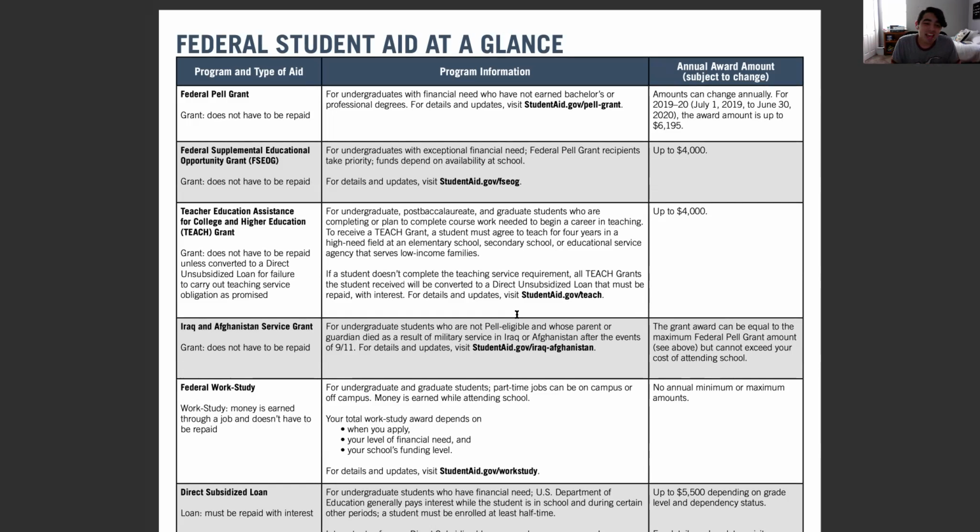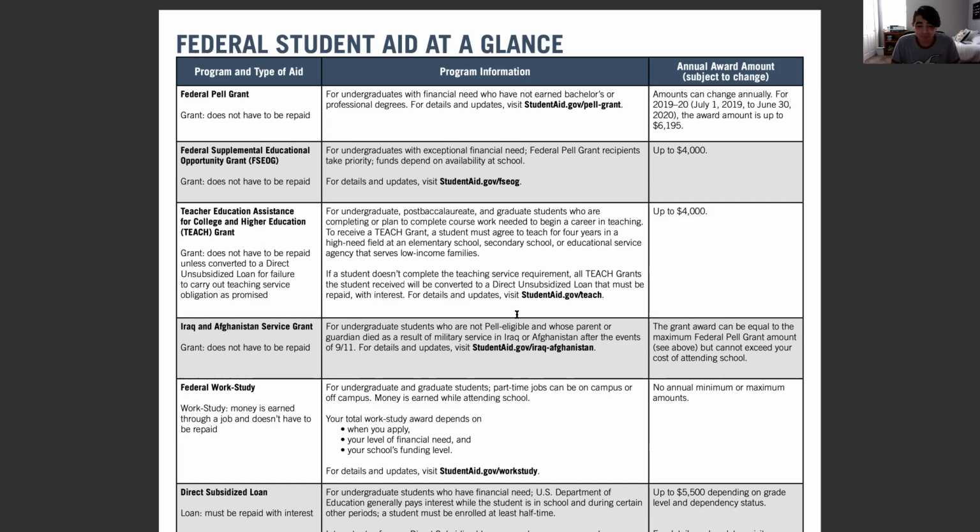Then there is the FSEOG, which is the Federal Supplemental Educational Opportunity Grant. So if you have received the Pell Grant, you're priority for this grant as well. It really just depends on your school, okay? The school is the one that helps determine this. This is a grant that does not have to be repaid. Both of these are not repaid. Then there's the TEACH grant, and this is for people who are planning a career in teaching.